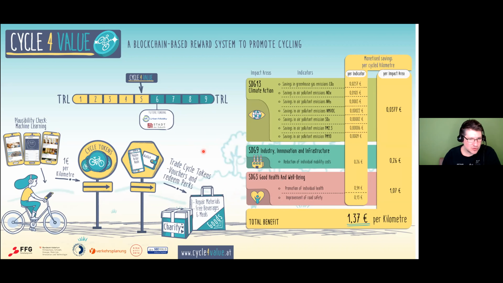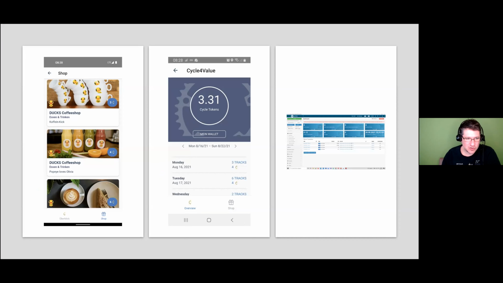At the end, this should help that people love to ride their bike a little bit more with the gamification, with getting the incentives, and therefore keep the CO2 output per person lower than it is now, and at the end save money, and it should also lead to a healthier behavior. So here you see some screenshots from a transaction, again on the Ardor network, the Cycle for Value wallet, and some shops that accepted the cycle coin.